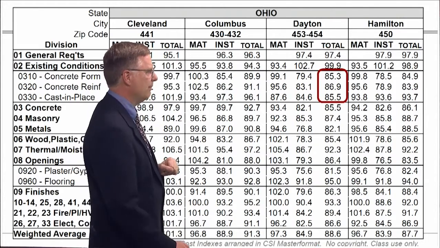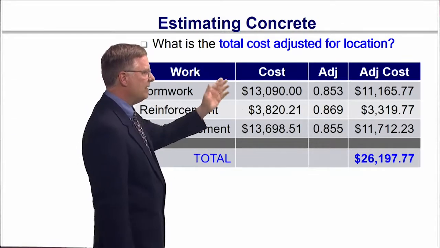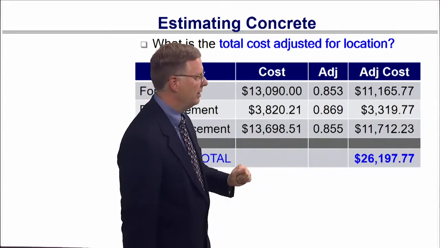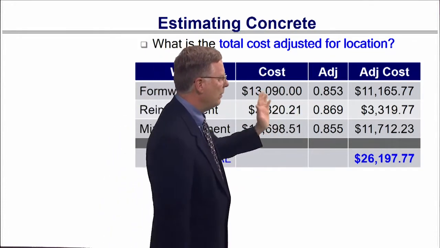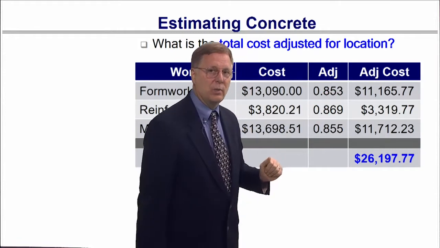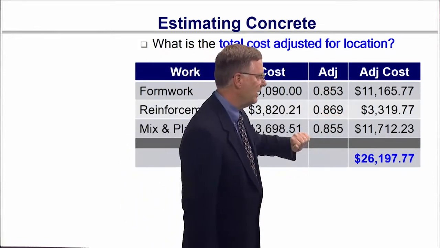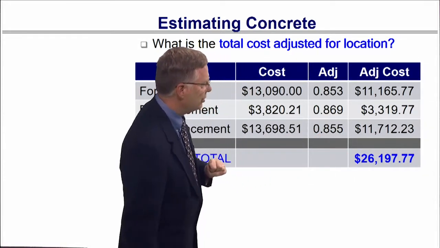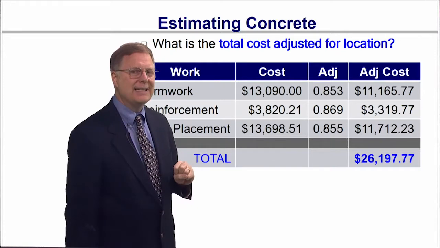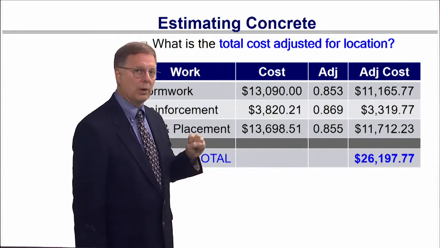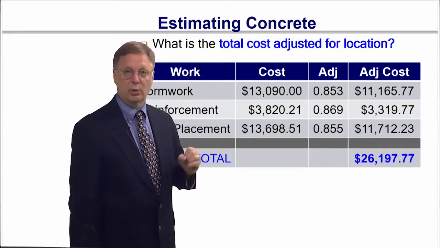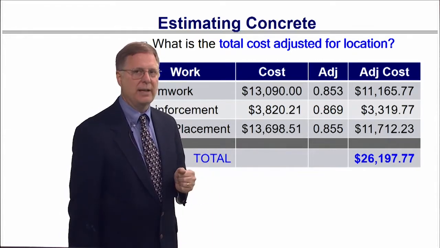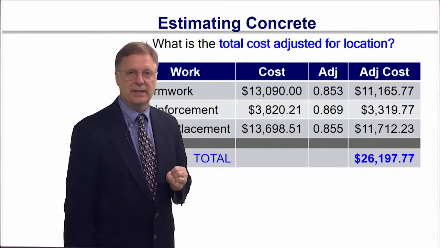We'll use those numbers. So we take these numbers that we originally had, we multiply them times those percentages, and then we come up with the new price, which in this case is 11,000, then it's 3,000, then another 11, close to 12,000, comes up to $26,197.77 for the cast in place concrete for that little building that we're building. So that's how you would adjust it for the area cost factor or the city cost indexes.